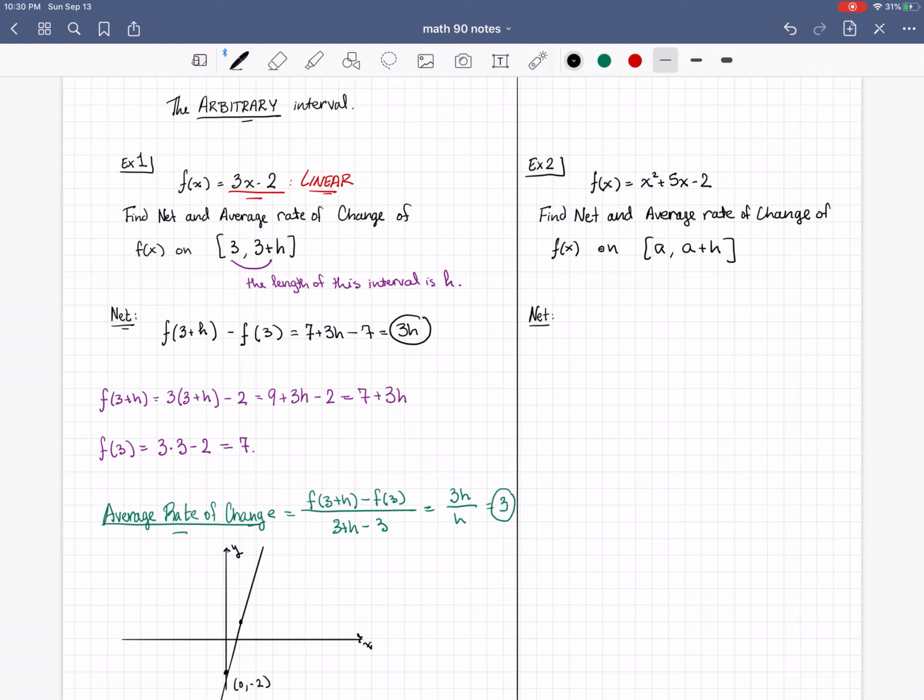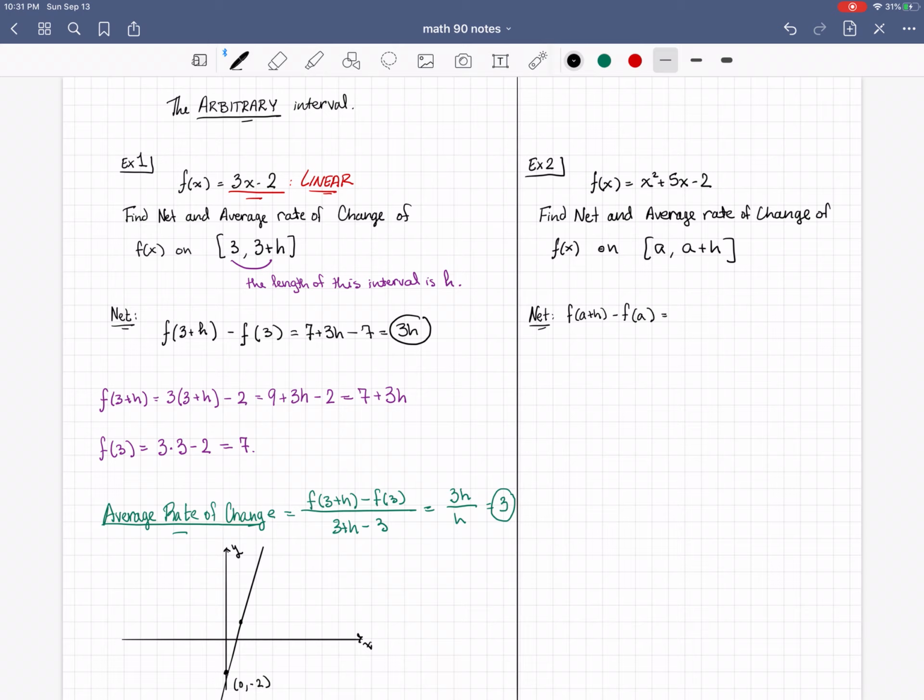So for the net change, we're going to look at the change in the value of f at the beginning and at the end of this interval. For this example, I wanted to show you an interval where both endpoints are fluid. So this interval starts somewhere, let's call it A, and then ends later at somewhere called A plus H. So the net change is f of A plus H minus f of A.